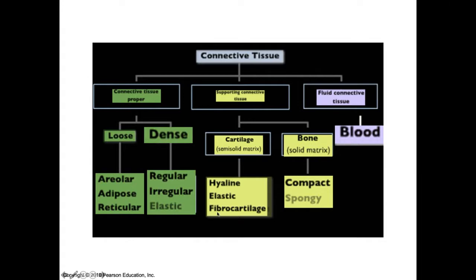Under cartilage, we talked about the three flavors: hyaline, elastic, and fibrocartilage, fibrocartilage being the strongest, hyaline being the most common, found at every movable joint. Under dense, we talked about regular and irregular. With the regular, we talked about tendons and ligaments. We spoke about irregular, found in the skin, and elastic cartilage, certain parts of the body where we need more elasticity. We'll go over that again. Loose was areolar, adipose, and reticular.